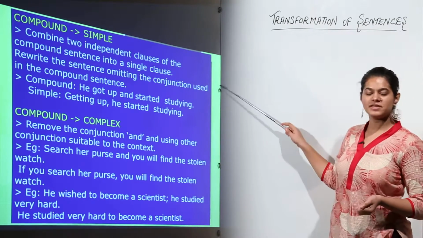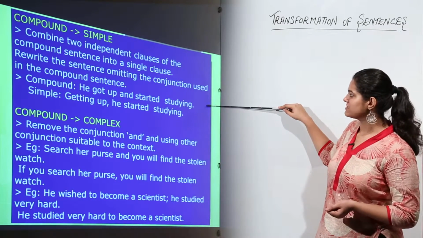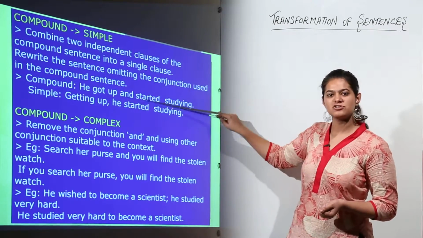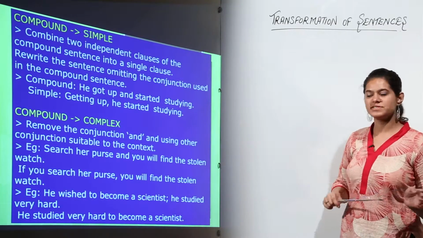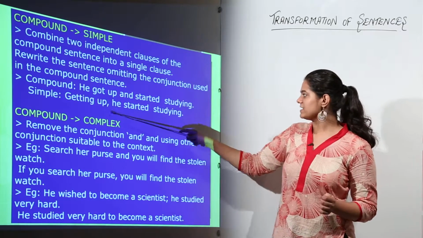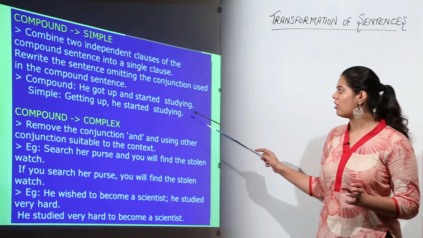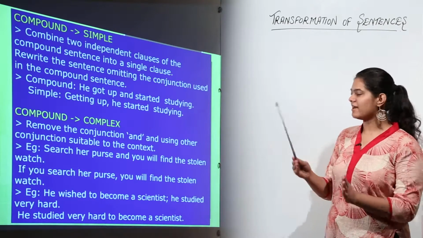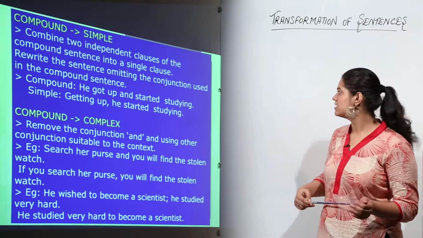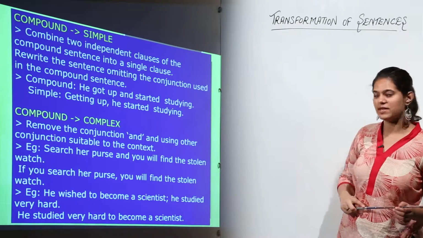Now, let us look at the example, the compound sentence: He got up and started studying. So, "and" is the conjunction that has been used, and when we take the two simple sentences, we say, getting up he started studying. Here no conjunction has been used, or you could have also said that he got up, full stop, he started studying, full stop, right. So, these could have been the two simple sentences as well.